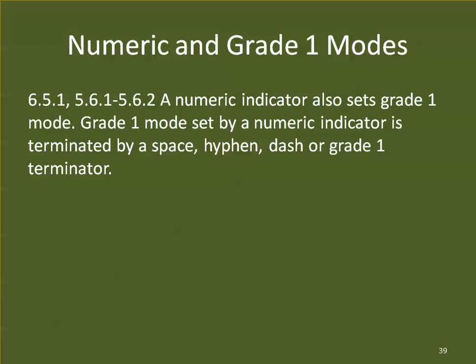Now here's the tricky part. Numeric mode also starts up grade 1 mode. So we have 2 different modes starting at the same time. A numeric indicator also sets grade 1 mode. Grade 1 mode set by a numeric indicator is terminated by the space, hyphen, or dash, or also a grade 1 terminator.